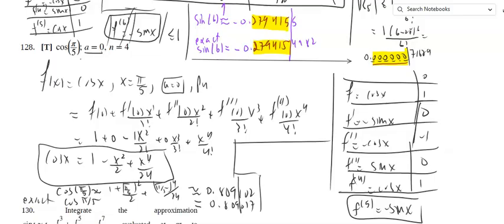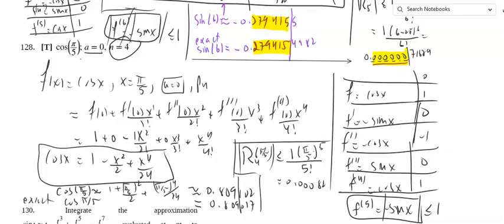Let's check the error, see if that works. The remainder in using 4, evaluating at pi over 5, is less than or equal to. The maximum this could ever be is a 1. That's M, that's the hard part. X, which is pi over 5, minus a, which is 0, to the 5th power over 5 factorial. And if I plug this in my calculator, I get 0.00082, accurate to 3 decimal places.